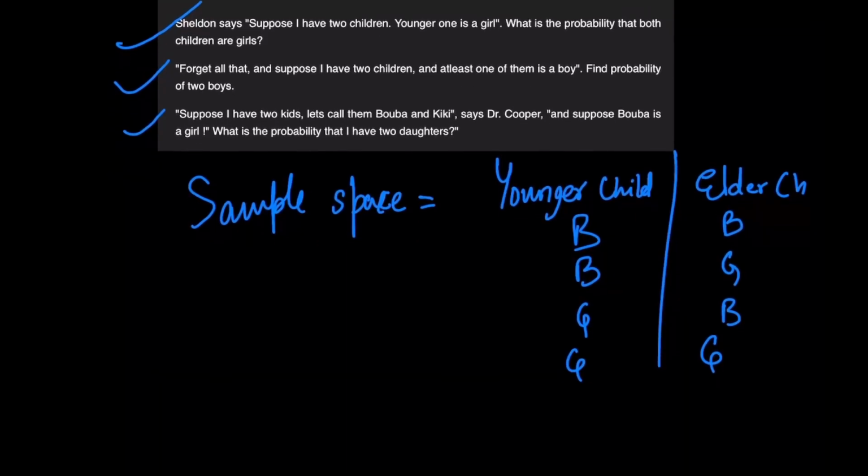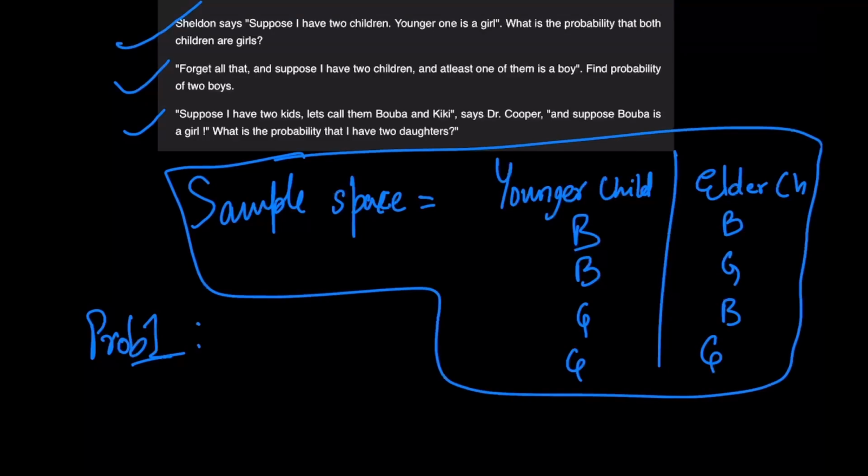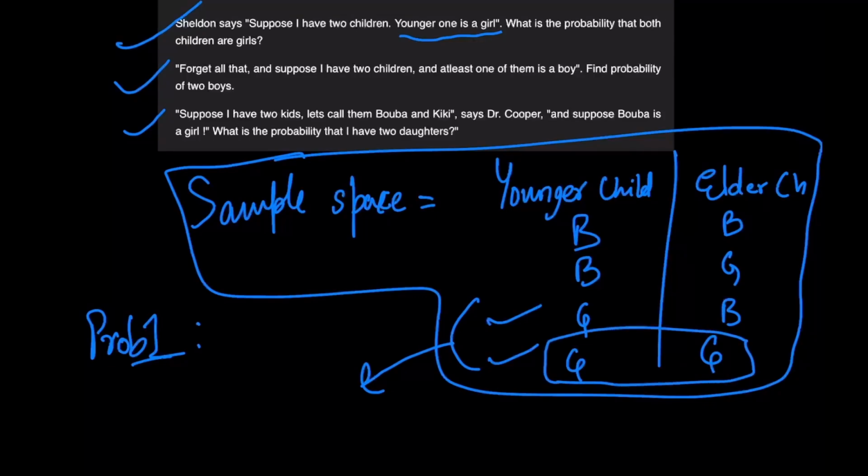So, for example, if we're talking about problem number one, initially we considered this sample space over here, but once we've been told the additional information that the younger one is a girl, we can deduce that it's either this case or this case. So this becomes our new sample space for this conditional probability. And among these, we've been asked the probability of this particular case where both of them are girls. And we also know that obviously all these four cases are equally likely. So the answer for the first problem becomes 1 by 2.